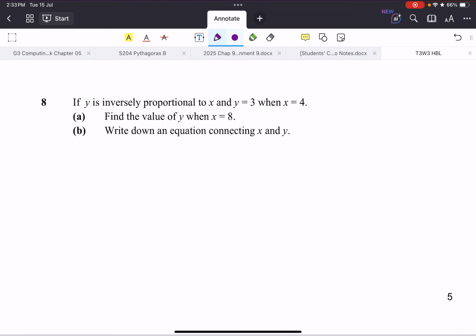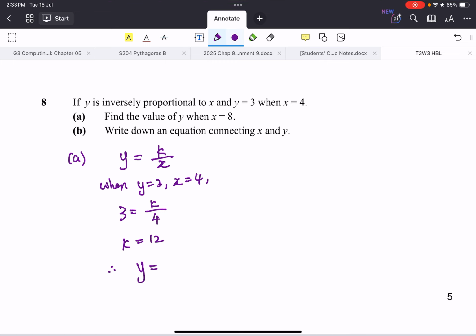Question 8. If y is inversely proportional to x, and then these are the values, let's find the value of y when x is equals to 8. So y is equals to k over x. This is quite direct, right? So when y equals to 3, x equals to 4, that will give us 3 equals to k over 4, k is equals to 12. Therefore, the actual equation is y equals to 12 over x, right?